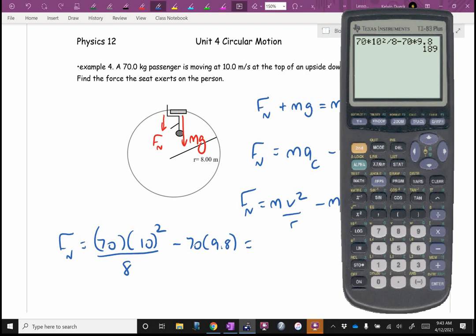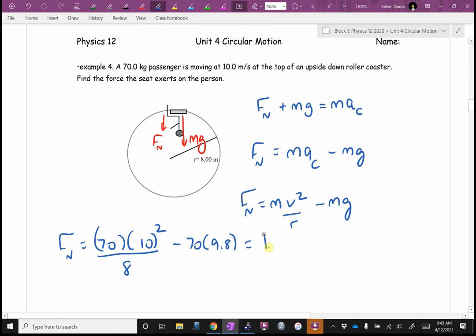They feel like they're about to fall out because they're not used to feeling that light. There's still plenty of normal force. They're still safe. In fact, technically, you could get away without a lap belt here, but you would scream and you would feel much lighter. Okay. 189 newtons.